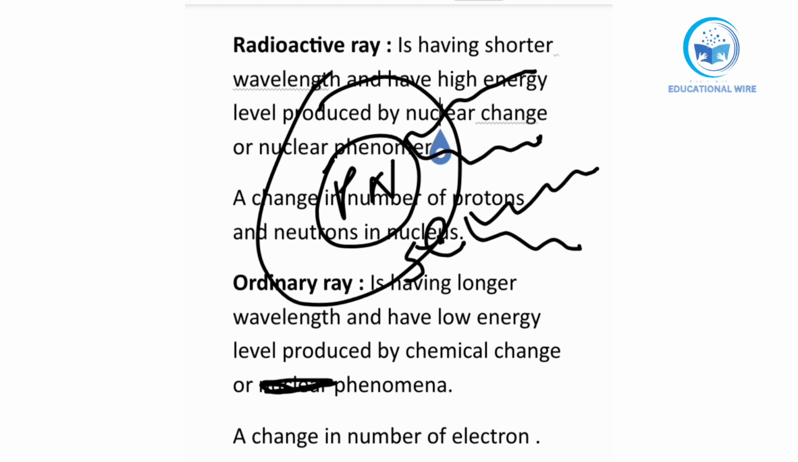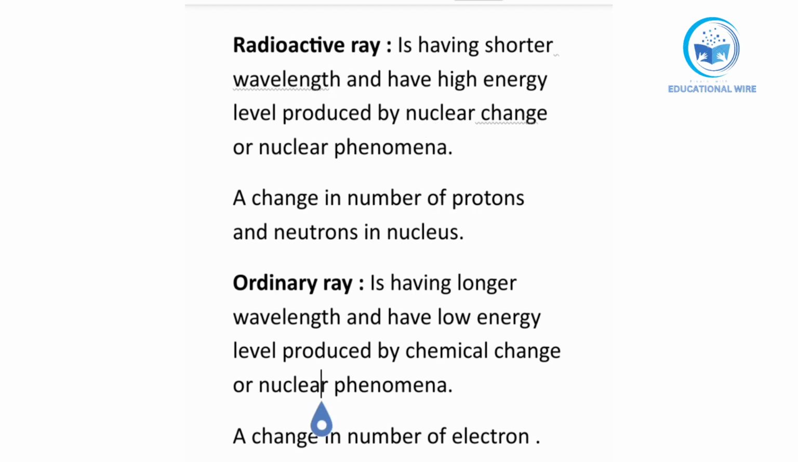Like if we have 3 electrons over here, it will become stable on K, L, M and N shells, like 2, 8, 18 or 32. So it will lose 1 electron, and 2 electrons remain. So it becomes stable with the ordinary ray, which happens in the number of electrons. Okay, let's move further.